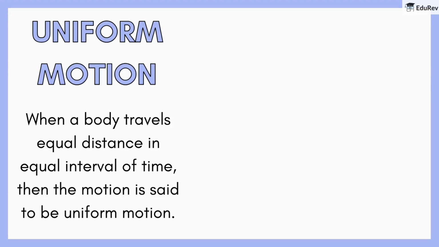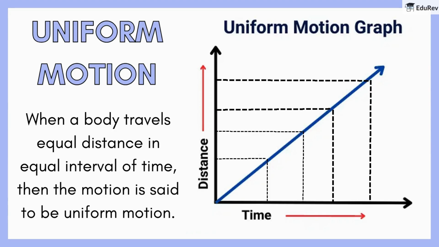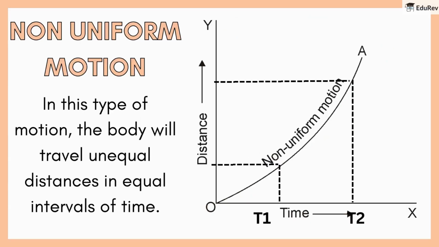Now, motion can be of two types, uniform and non-uniform motion. Uniform motion is when a body travels equal distances in equal intervals of time. You can understand this motion better by this graph. See how equal amount of distance is covered in equal amount of time intervals.